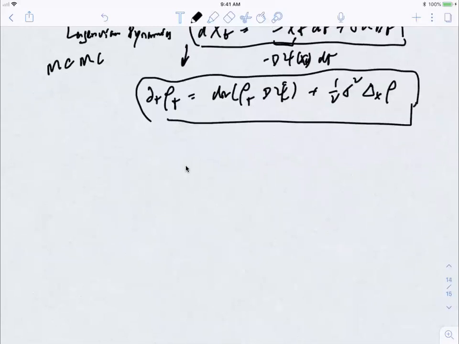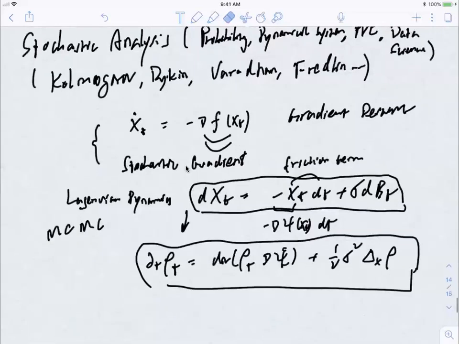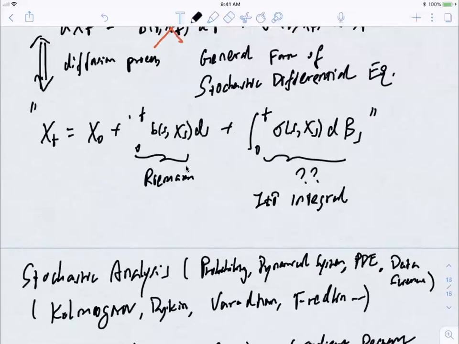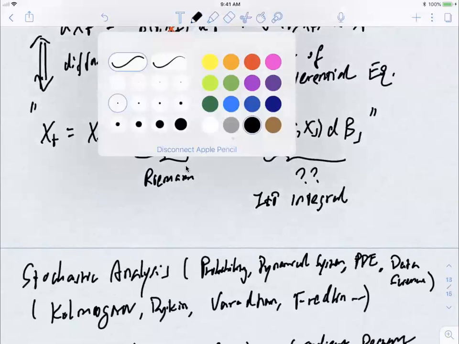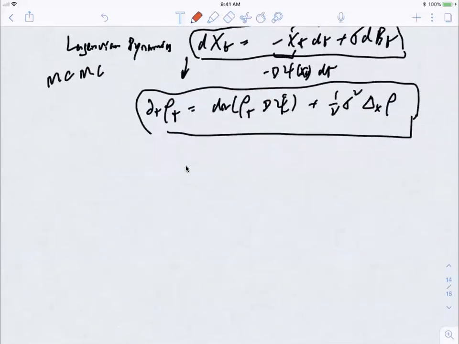Next lecture, we talk about the Itô formula, right? So basically, what does it mean? What's the meaning of this? Of course, you know the meaning of this part. What's the meaning of this? We want to define the meaning of the Itô calculus.